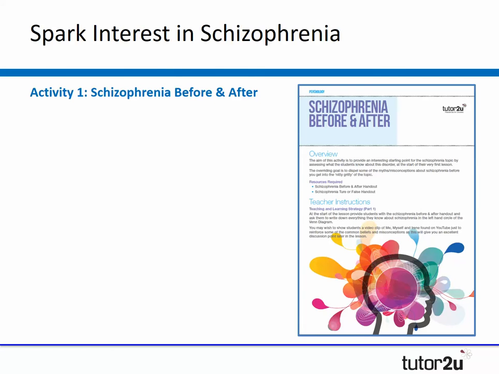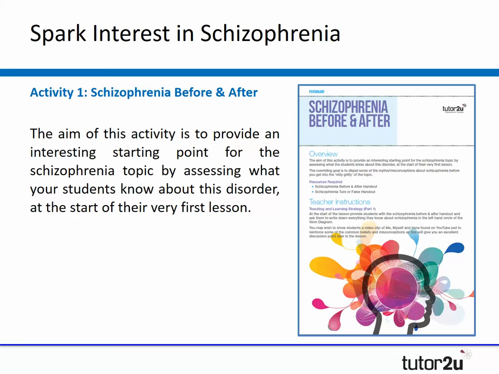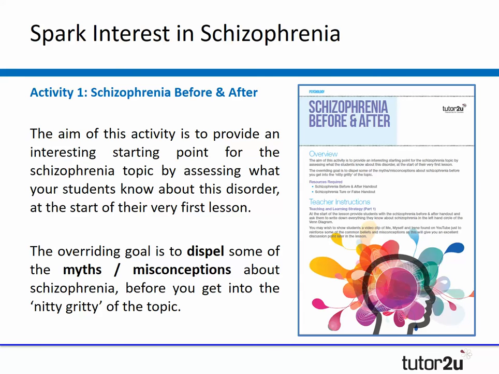The first activity is called Schizophrenia Before and After. The aim of this activity is to provide your first starting point for teaching schizophrenia by assessing what your students do and don't know about this disorder. In reality, there's an overriding goal, which is to dispel some of the myths and misconceptions around schizophrenia before you get into the heavy teaching of the topic. I think it's quite nice to thrash out what the students think schizophrenia is beforehand, and then tell them in most cases they're pretty much incorrect.